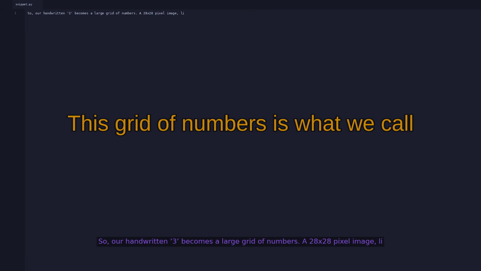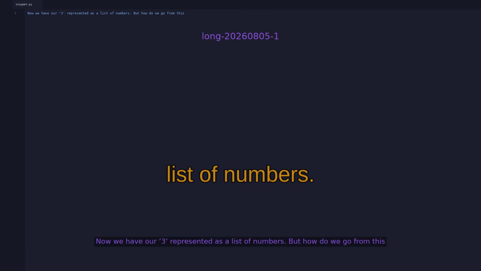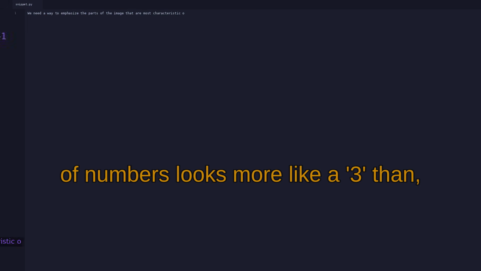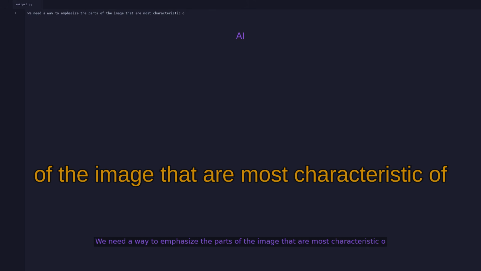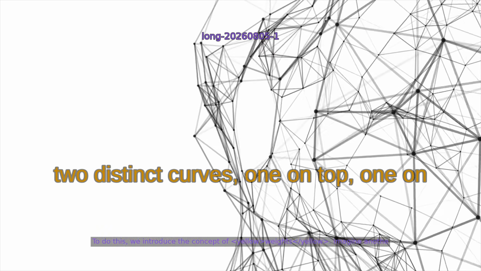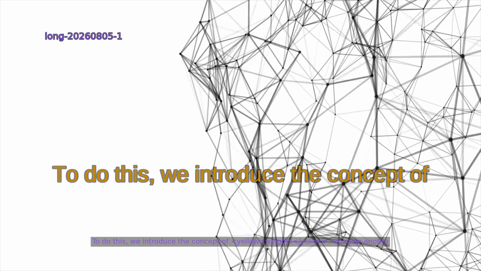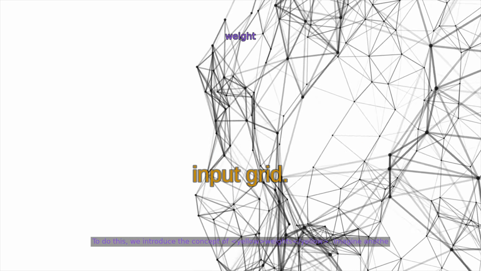This grid of numbers is what we call our input. Now we have our 3 represented as a list of numbers. But how do we go from this list to a decision? How do we tell if this specific arrangement of numbers looks more like a 3 than, say, a 7? We need a way to emphasize the parts of the image that are most characteristic of a 3. Think about what makes a 3 unique, those 2 distinct curves, one on top, one on the bottom. To do this, we introduce the concept of weights.